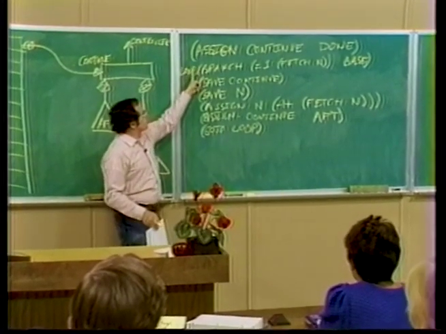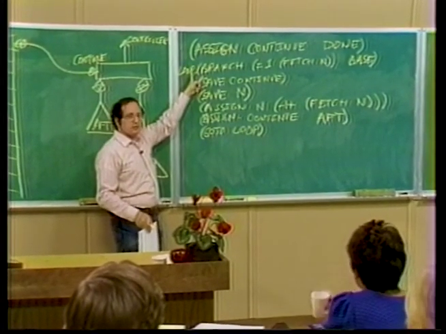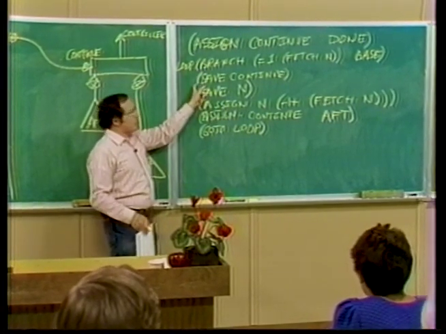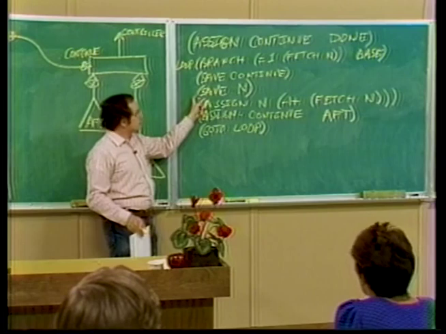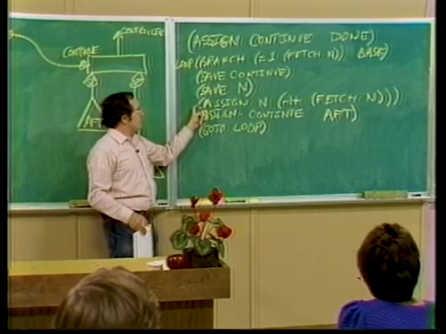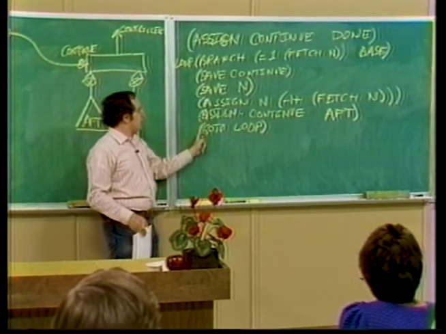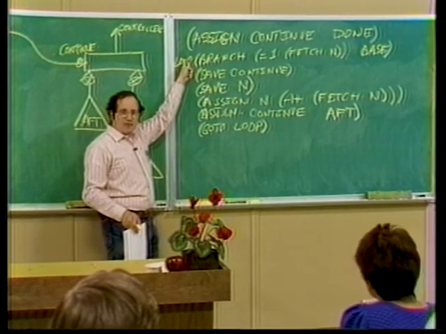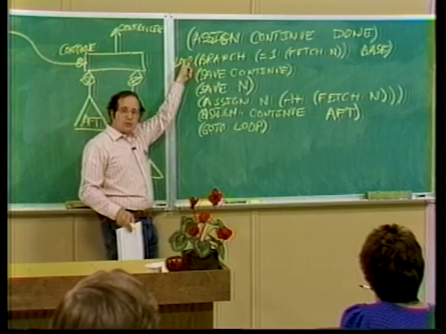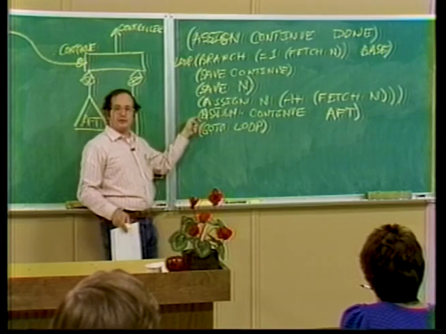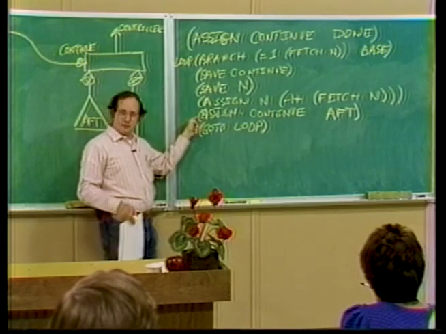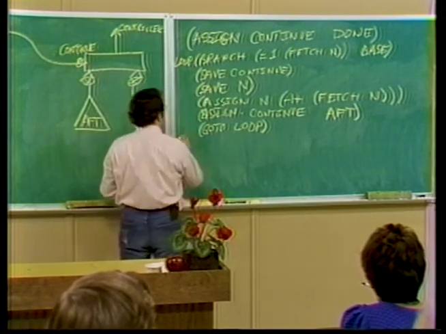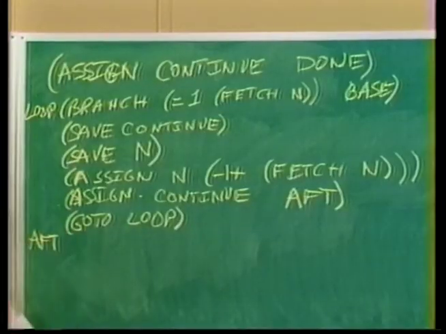I'm saying if the answer is 1, okay, I'm done. I'm going to have to just get the answer. Otherwise, I'm going to save the continuation, save n, make n 1 less than n. Remember, I'm going to come back to someplace else and go back and start doing another factorial. Okay? However, I've got a different machine in me now. N is 1 and continue is something else. Okay? N is n minus 1. Now, after I'm done with that, I can go there.